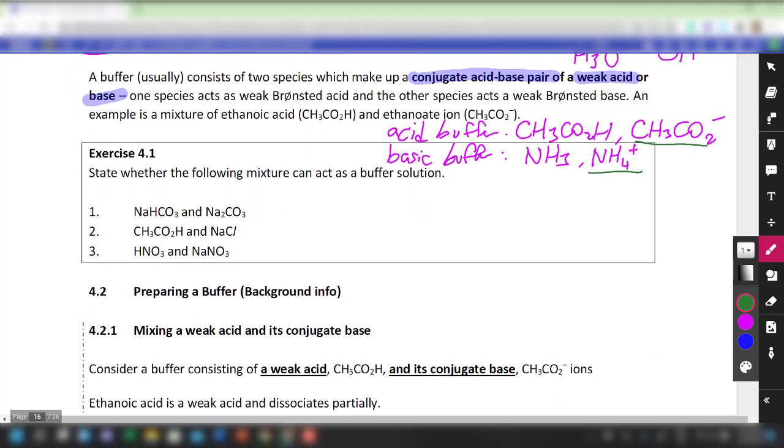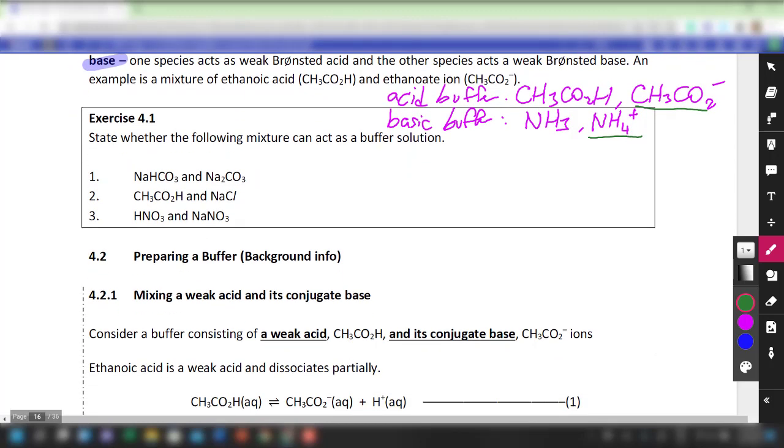Okay, with that, we will move on to exercise 4.1. For the first question, you are being asked whether the following mixture can act as a buffer solution. A very simple way of looking at it: first of all, we have sodium bicarbonate and sodium carbonate. Let us take a look at the cation. Na+ obviously will not undergo any form of hydrolysis in water, so it will simply be a spectator ion. We will not be focusing our attention on Na+.